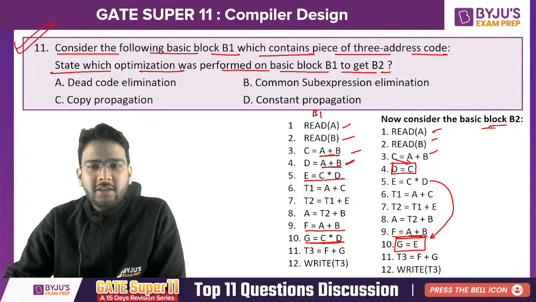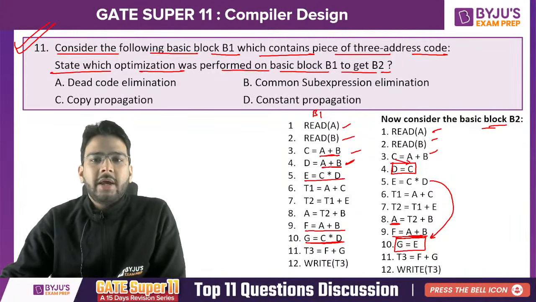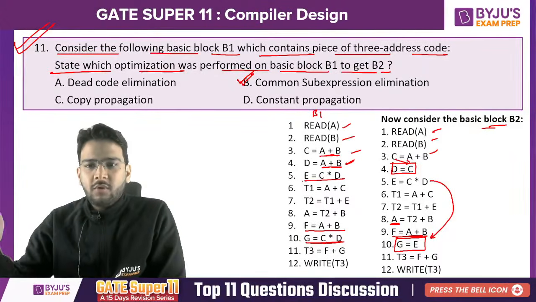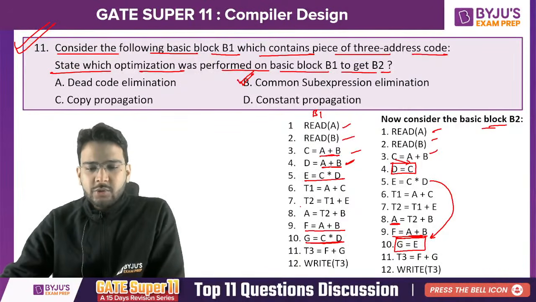Here we are not updating the value of A plus B, because we have updated the value of A. So we cannot substitute that with C or D. So this is nothing but common sub expression elimination. Once we evaluate a certain expression, we use the value directly. That is common sub expression elimination. Yes, option B is the correct answer.